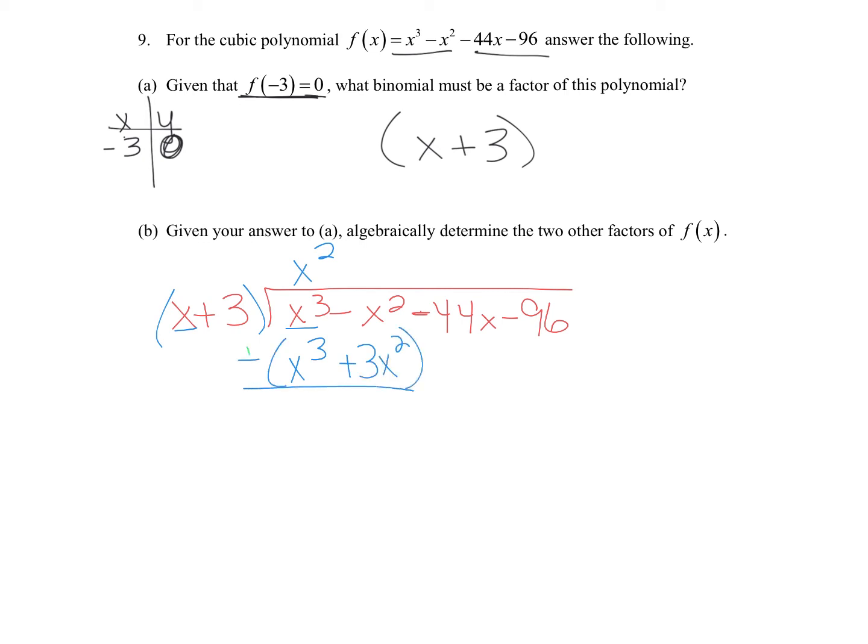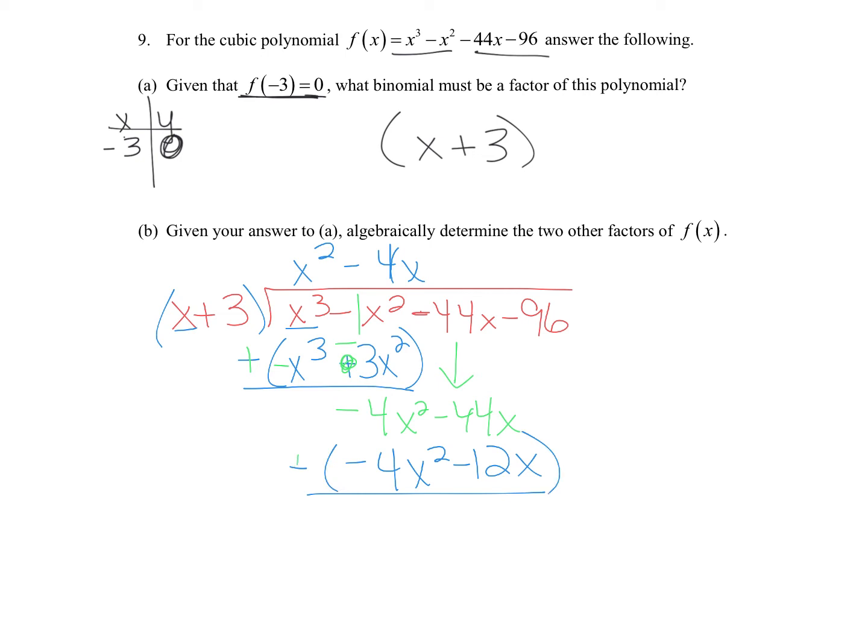Subtract and distribute our negative. So this is negative 1 minus 3x squared, so that's negative 4x squared. Then we bring down our 44x. So our x goes into negative 4x squared, negative 4x times. So from there, I'm going to multiply it out, so I get negative 4x squared minus 12x.